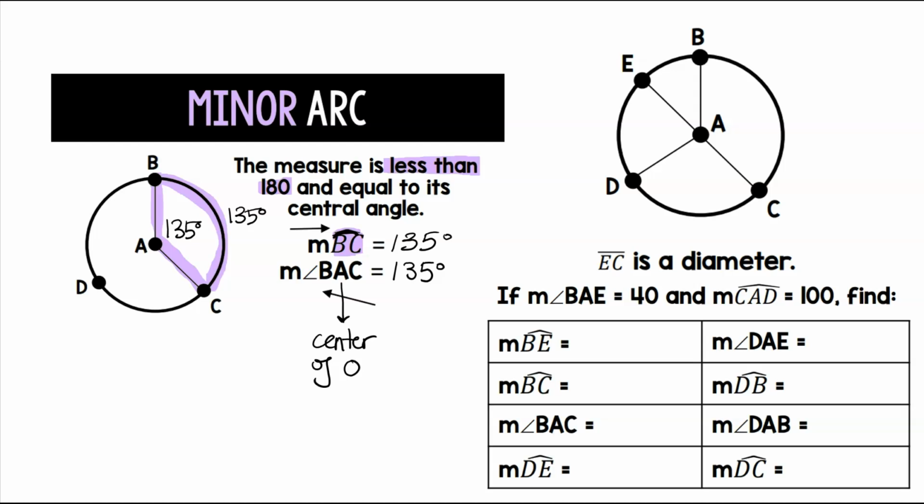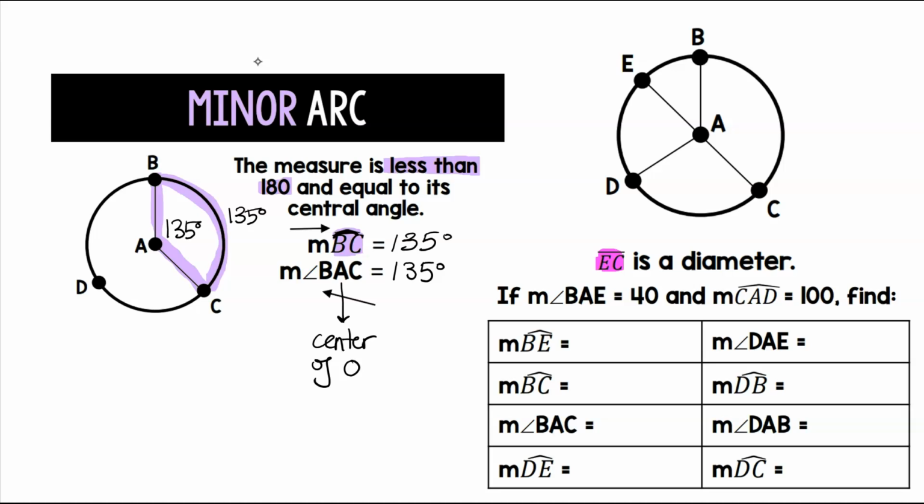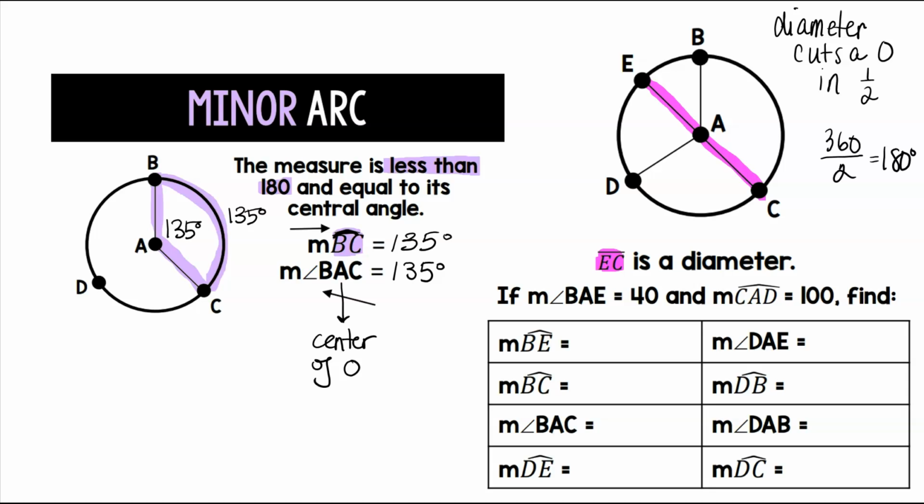So now let's look at the example to the right. It says that EC is the diameter. So if EC is the diameter, that means it cuts the circle in half. I'm going to write that down so that you understand what I just said. A diameter cuts a circle in half. So if a circle has 360 degrees, when you cut it in half, each half will have 180 degrees.